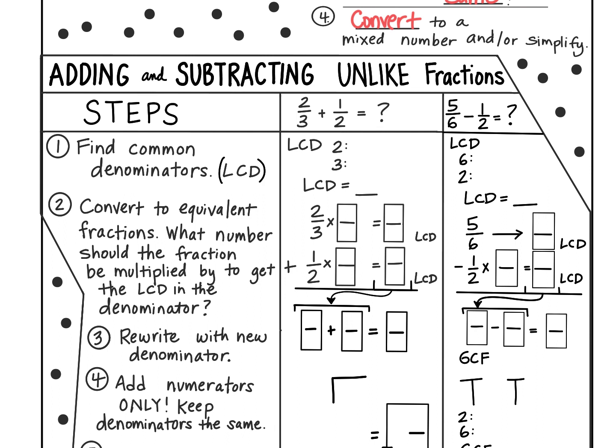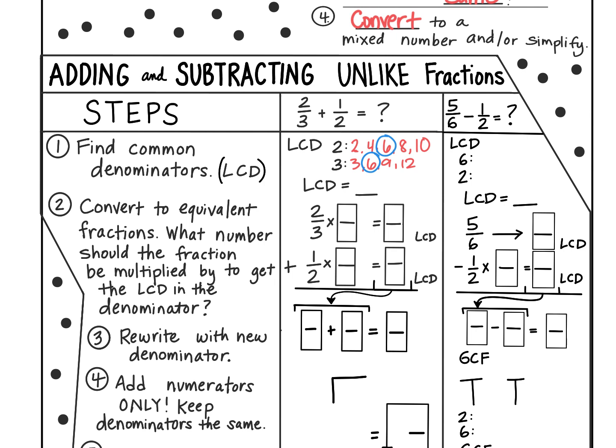Okay, the first one that I have is this problem here. It's adding 2/3 plus 1/2. So the first step that I want to do is find the least common denominator by listing out my multiples of 2 and 3. Since those are my two denominators, I am going to list all of my multiples for both of those numbers. So I'm going to go 2, 4, 6, 8, 10, and then 3, 6, 9, 12. And I'm going to stop there because I can already see that I have a common multiple.